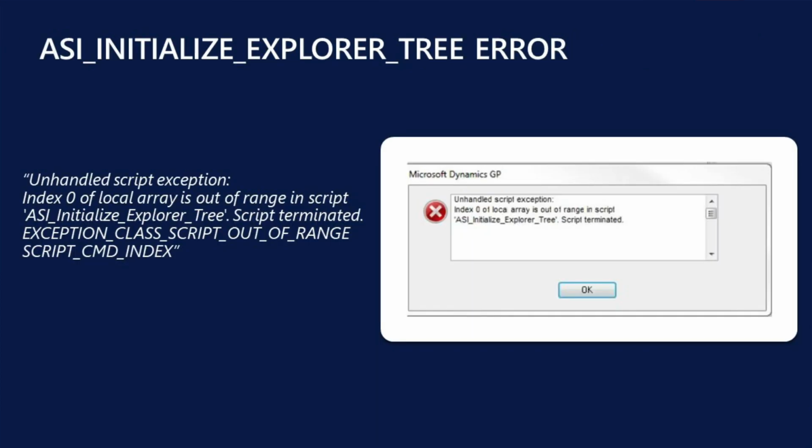And that brings us to our most common error message that we see in our support cases, the ASI Initialize Explorer Tree error. This error is usually seen when there is a mismatch of records between the ASI EXP81 and the ADH00100 tables. This can either mean that there aren't any records in the ADH100 table that have the same ASI favorite dictionary ID as the ASI EXP81 table, or there are too many records in the ASI EXP81 table with the same ASI favorite dictionary ID.